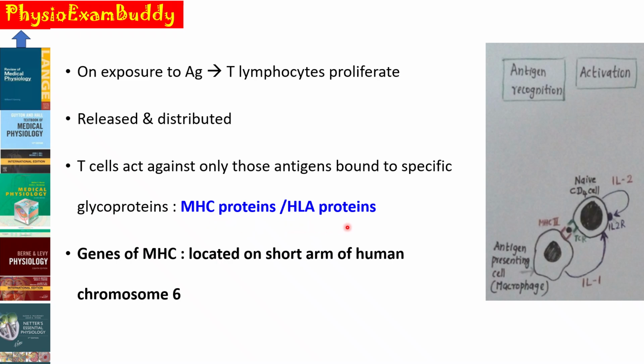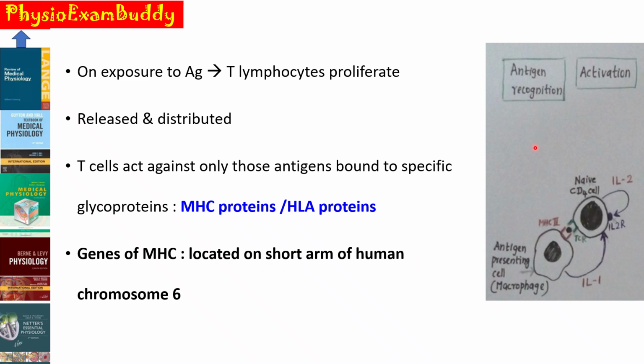So our T cells will proliferate, get released and distributed on exposure to any foreign body or antigen, and this T cell will act only against those antigens which are bound to a specific glycoprotein, and that glycoprotein is the MHC, that is major histocompatibility protein or the human leukocyte antigen protein. And the genes of this MHC are located on the short arm of the human chromosome.